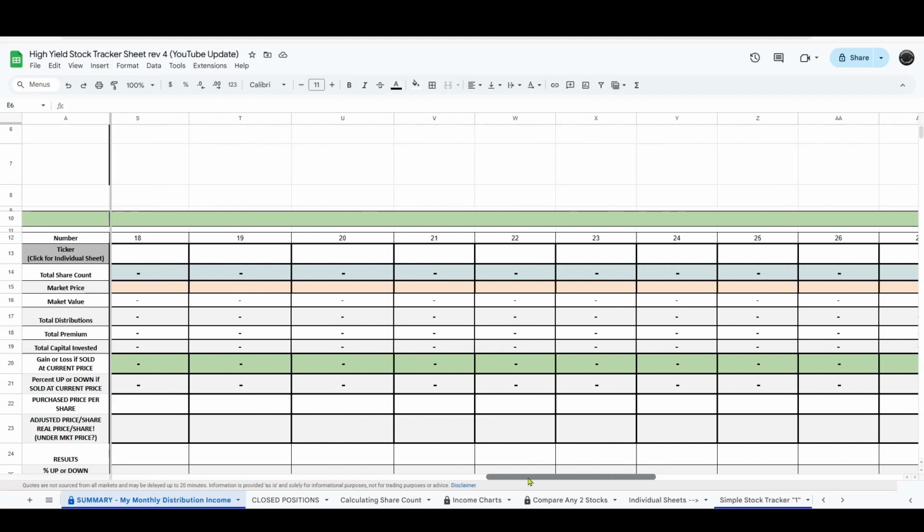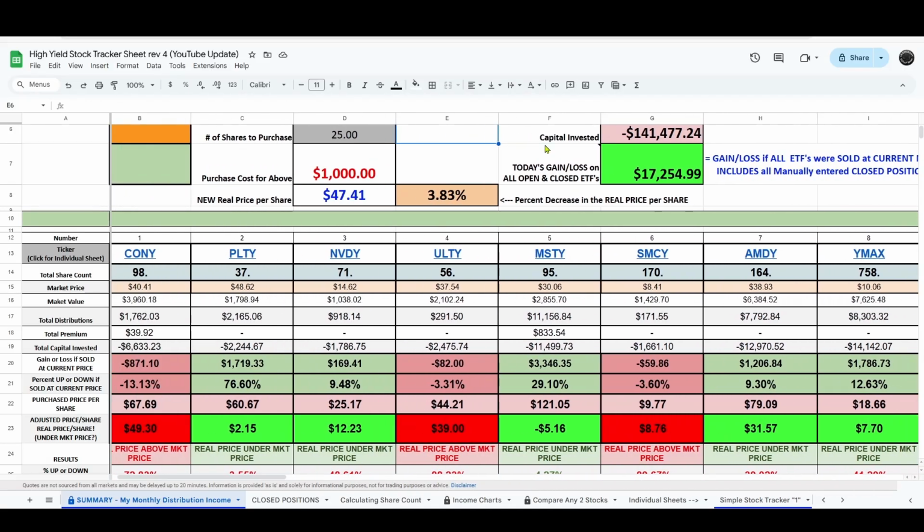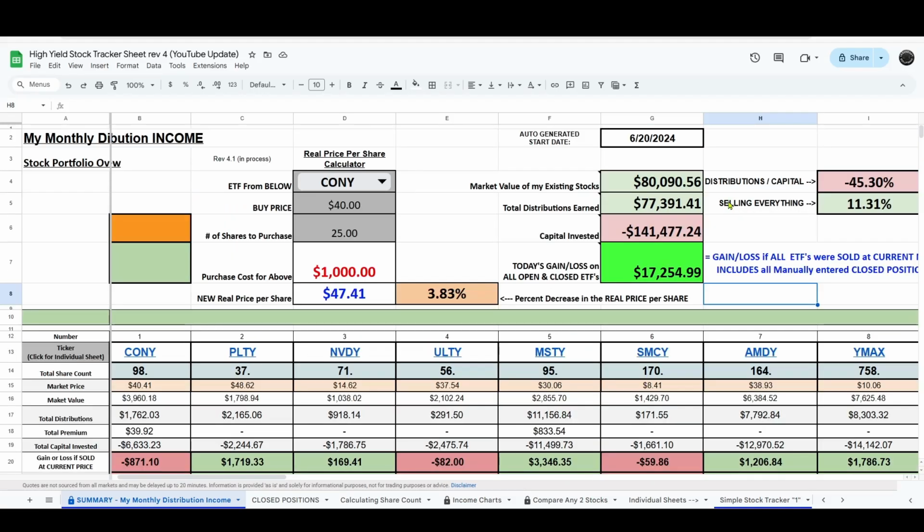But including those closed positions that I did close previously, that does take me up to earning $17,254. Okay, so that's the difference between the two there. And the ones that I did close, I can show you those real quick right here.